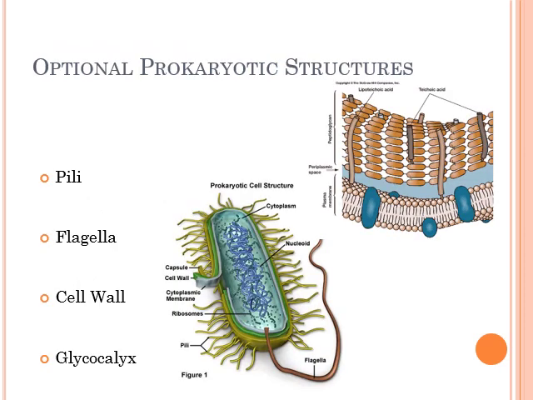There are a whole bunch of extra parts: pili, flagella, the cell wall, and the glycocalyx. These are structures that some bacteria have, but not all of them. These structures, though, ultimately determined by their DNA, are going to provide advantages for the bacteria under certain conditions.